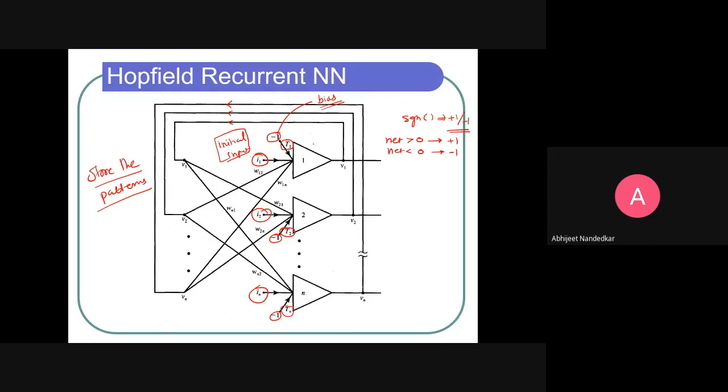So given a neuron, you have initial input, you have feedback coming from different other neurons, and a bias. So whenever you have a net value here, say net 1 greater than 0, this will produce +1. Whenever net 1 is less than 0, this will produce -1. So these things you should remember. So this is +1, -1.